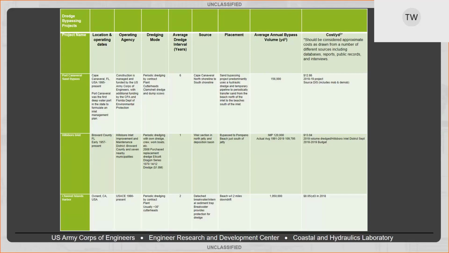What we did find out, as an update on the Port Canaveral sand bypass project, is that the Jacksonville District is currently investigating potentially merging this bypassing project with another nearby federally funded dredging project to reduce the mobilization and demobilization costs. And this could very significantly reduce both projects' overall cost per cubic yard.